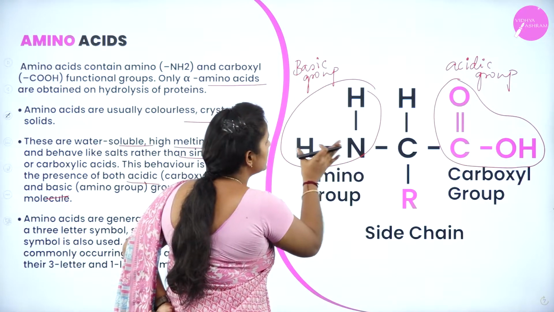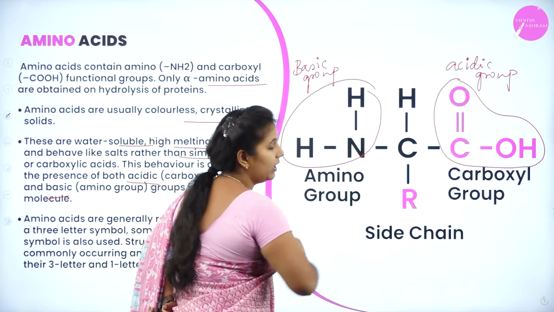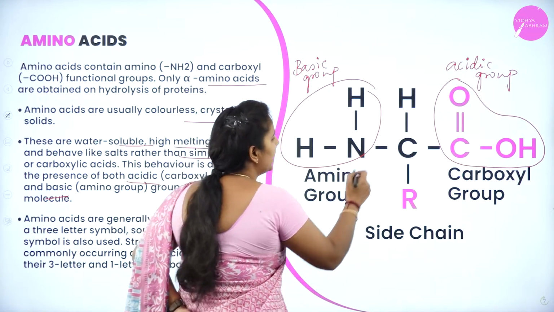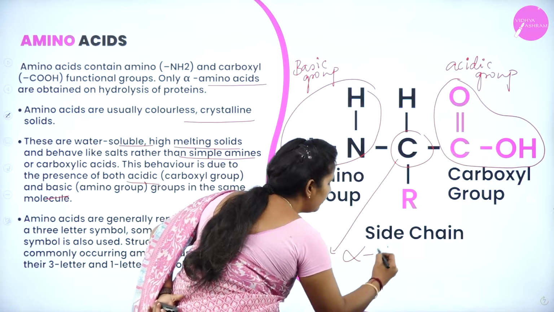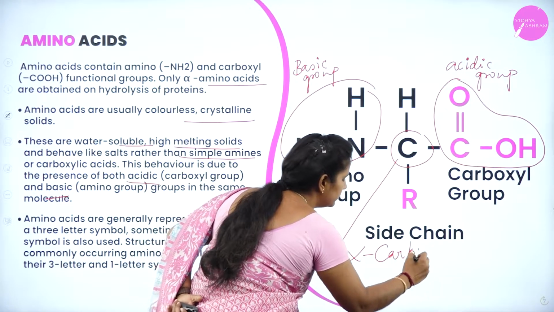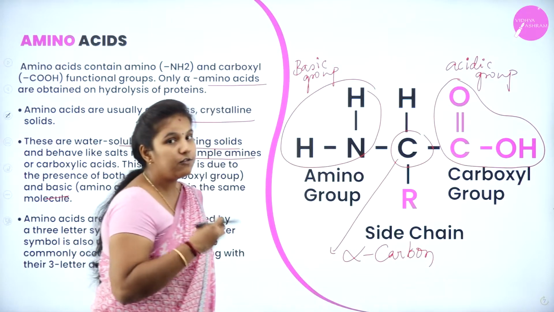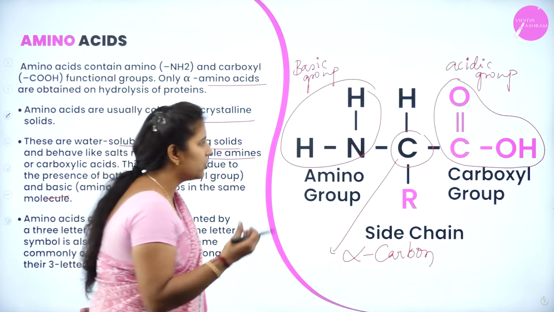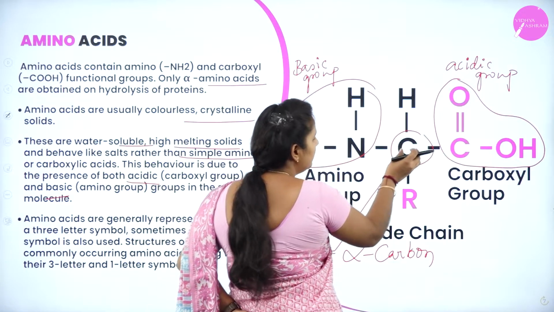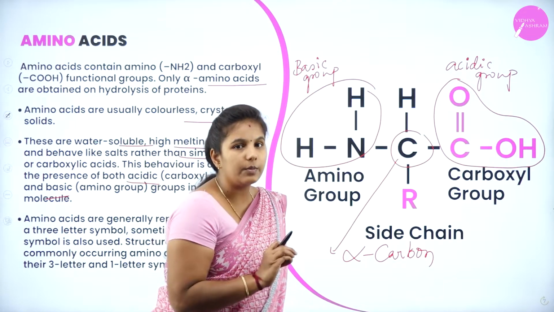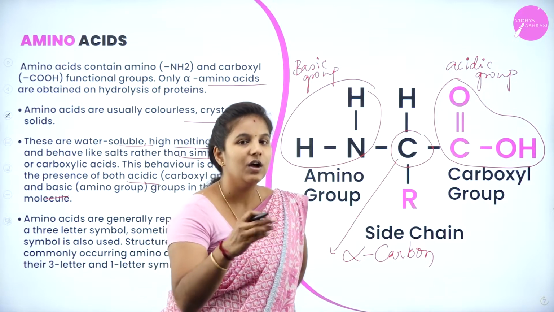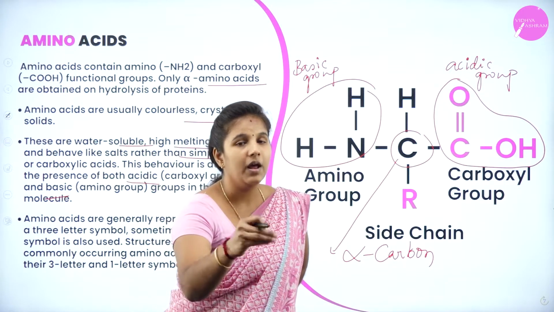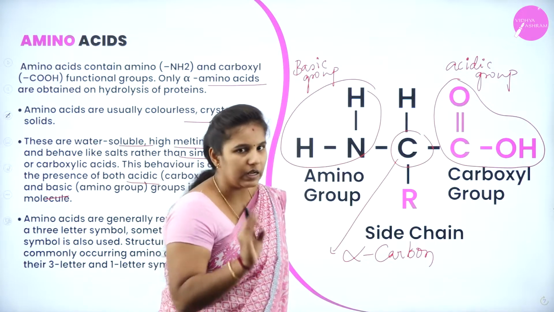In between this one basic group and one acidic group, you can see that there is a carbon, and this is known as the alpha carbon atom. This is known as what? Alpha carbon. Why is it so? Because it is present next to the carbonyl carbon atom. Already in the aldehydes and the ketones, we have understood what is an alpha carbon atom and what is an alpha hydrogen atom. Is it right?